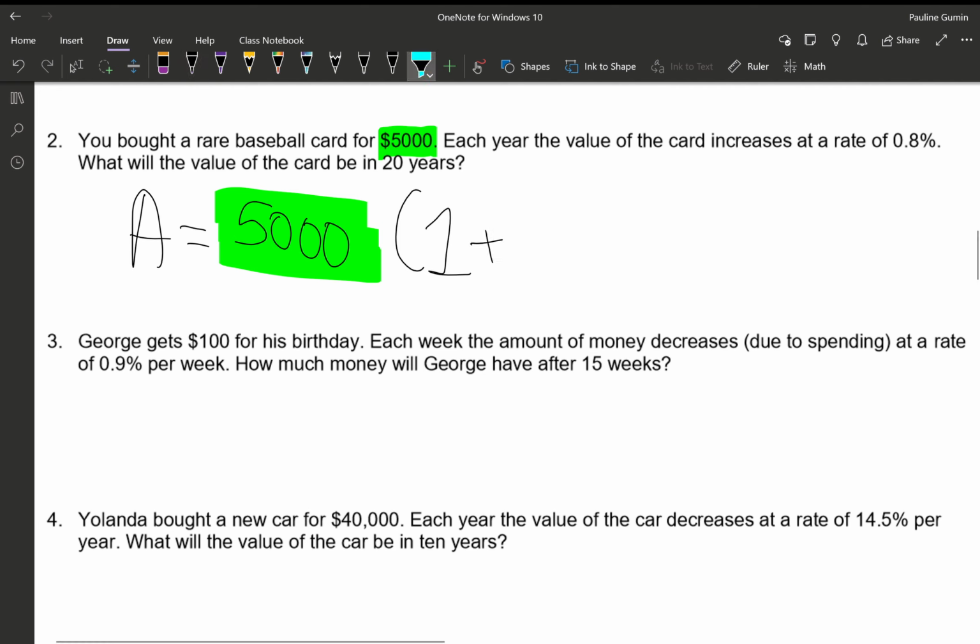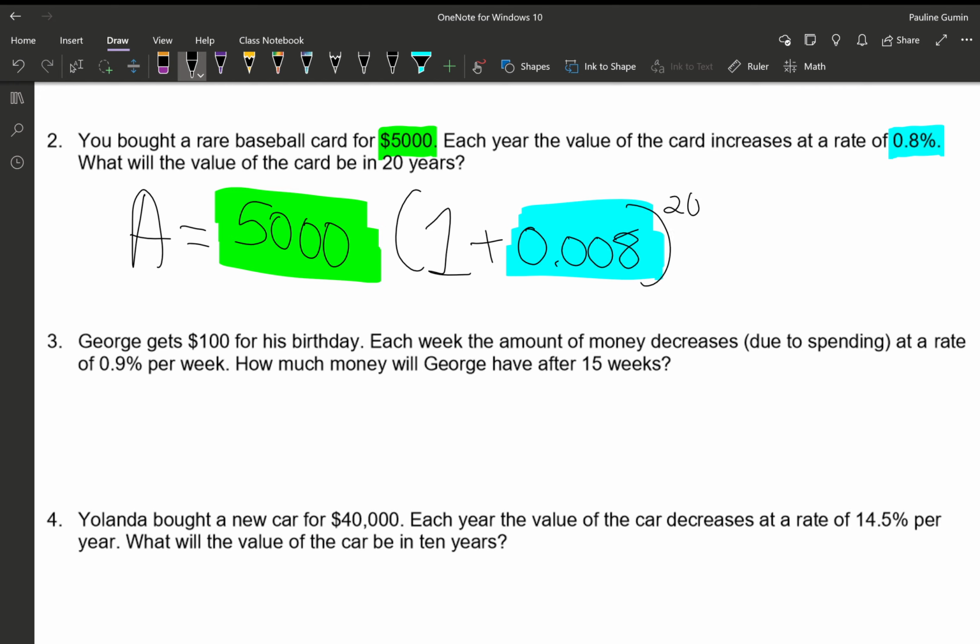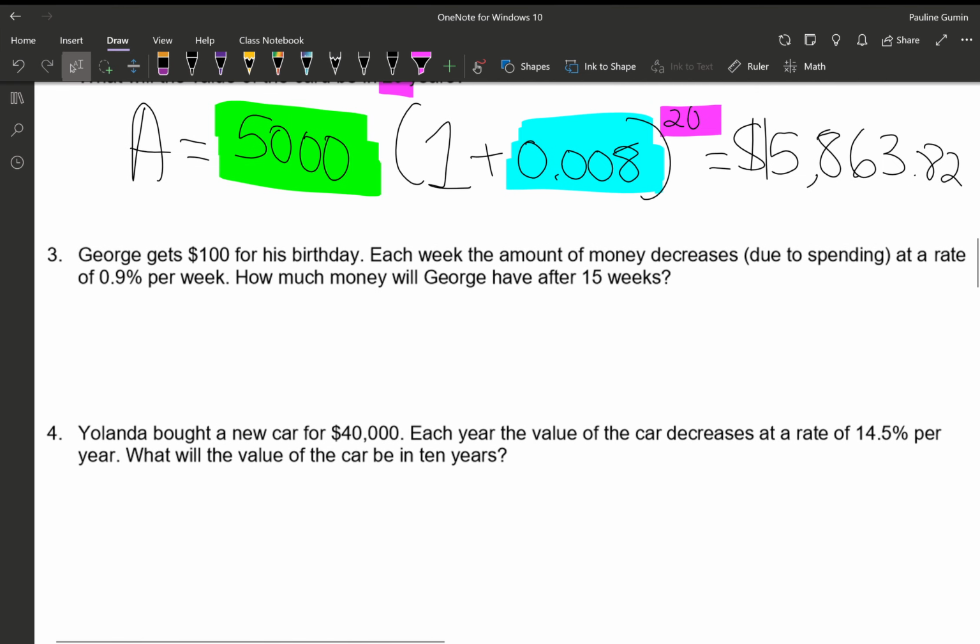Next, I have a rate of 0.8%. Now, when I convert 0.8 into a decimal, it becomes 0.008. And I'm going to raise it to the power of 20 since it's 20 years. Plug that into my calculator. Give me a moment, let me grab that answer. We get $5,863.82.